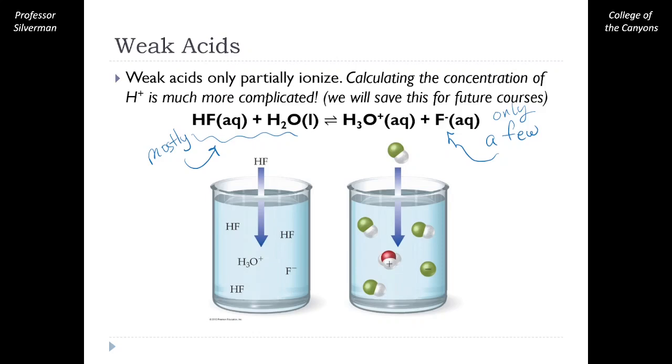In our beaker, we can see that we have mostly our HF. Here's 1, 2, 3 of those HFs. And we have only a few of our products, H3O+ and F-. In our beaker here, we have 1 out of every 4 is able to turn into those products, much, much less than 100%. In real life, this might be 1 out of 4, it might be 1 out of 10, it might be 1 out of 1,000. It depends on the molecules that we have.